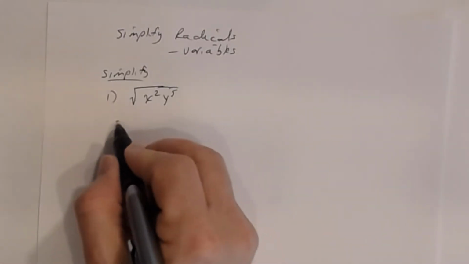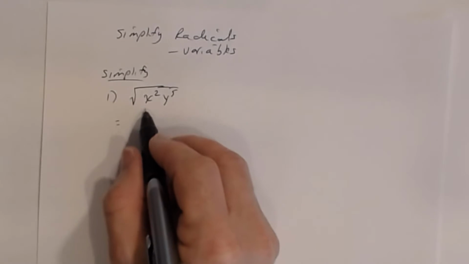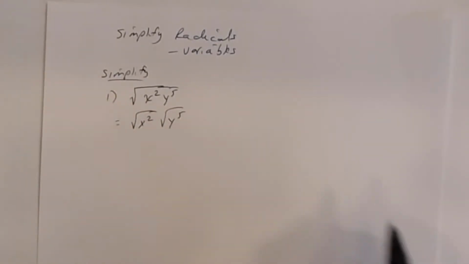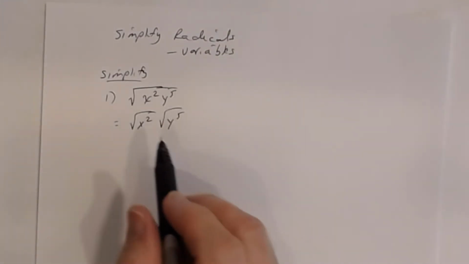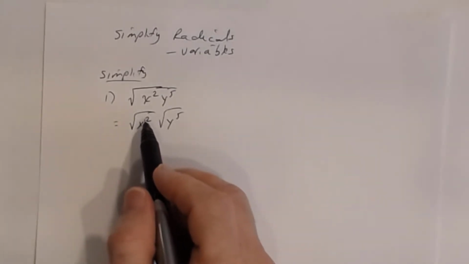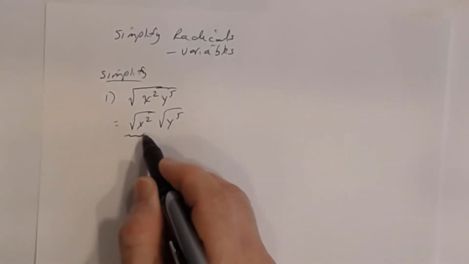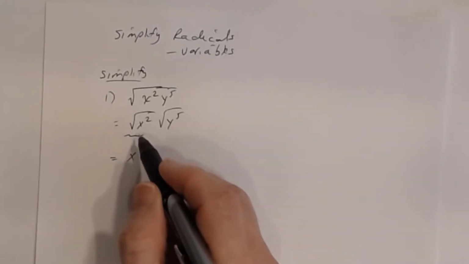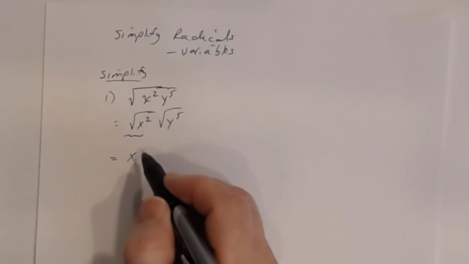I'm going to use the product property. I'm going to rewrite this as the square root of x squared times the square root of y to the fifth. Okay? And then remember the index is 2. Now if the index is 2 and the exponent's even, that's an easy kind, because remember, the square root of x squared is x, because x times x is x squared. 2 divided by 2 is 1.